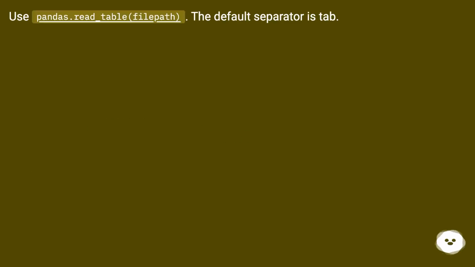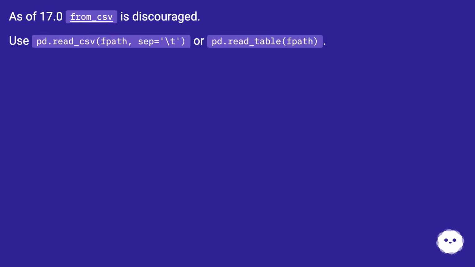Use pandas.read_table with the file path. The default separator is tab. As of 0.17.0, from_csv is discouraged. Use pd.read_csv(fpath, sep='\t') or pd.read_table(fpath).